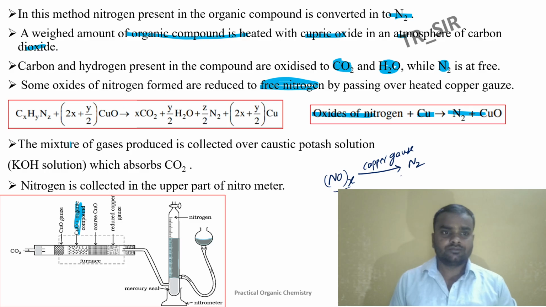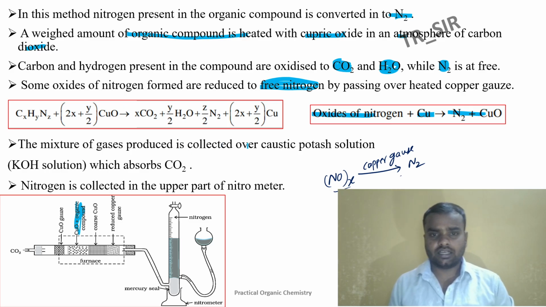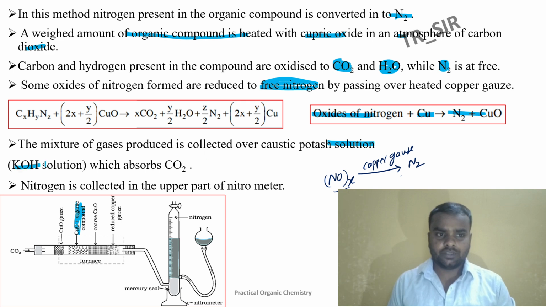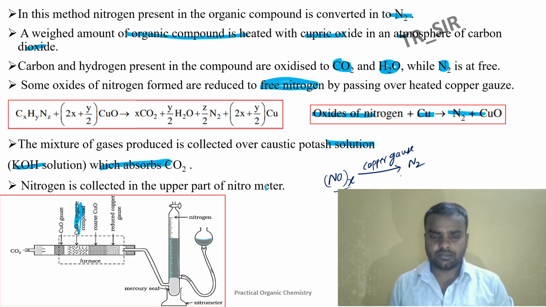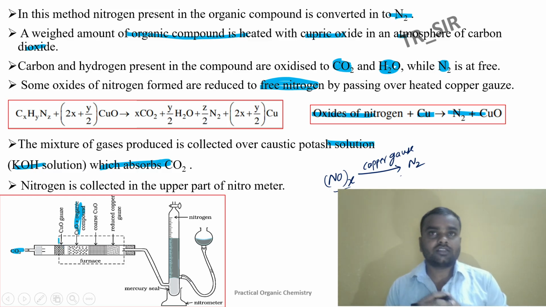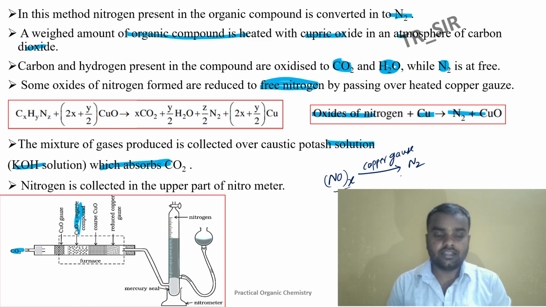Now, the mixture of gases produced is collected over a caustic potash solution, which absorbs the carbon dioxide. Nitrogen is collected in the upper part of the nitrometer. Look here, we are passing the CO2 here. Why are we passing CO2? Because other gases should not interfere in the process. Now here, what happened?